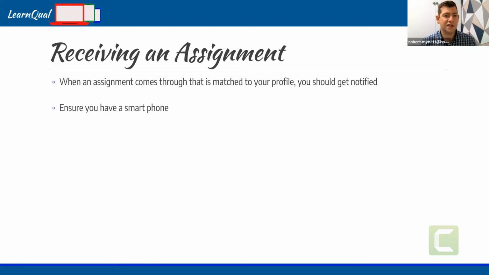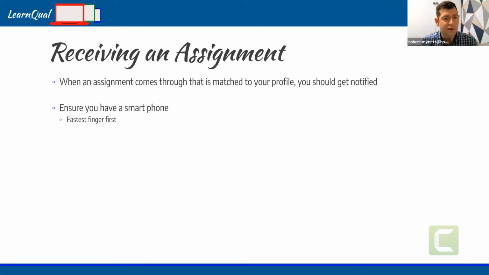So one of the key tools in the interpreter toolbox is ensuring that you've got a smartphone. The reason for that is because you might, as I've already said, get assignments from text, in which case you need to be able to respond quickly, but also because you might have to download an app to work with a language service provider, so you'd want that as well.